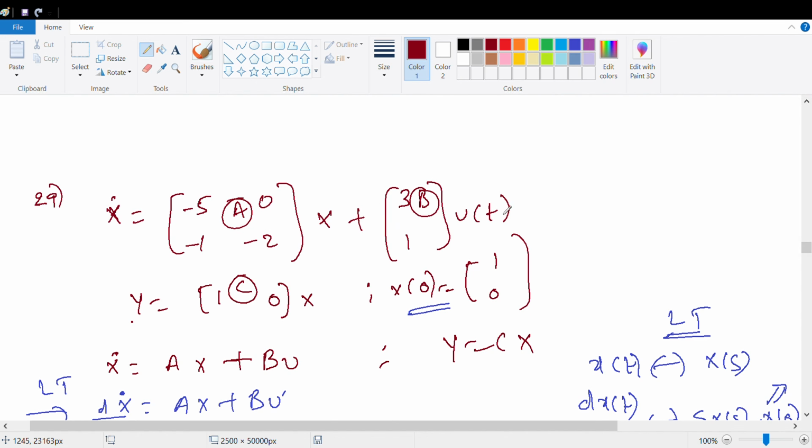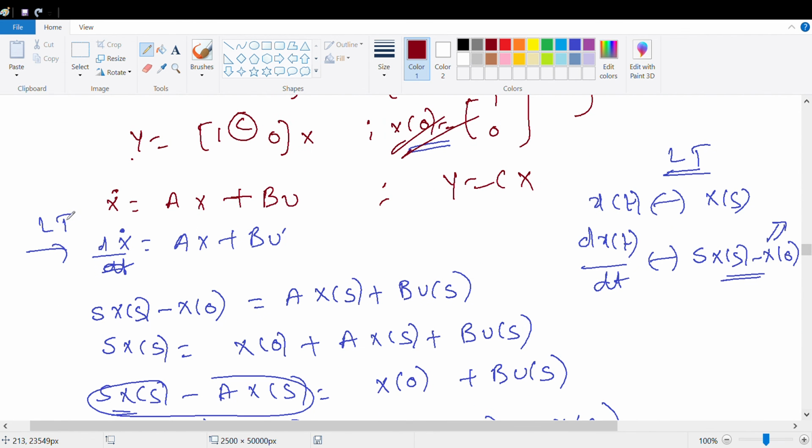They have given a state space representation and want the response y of t using the Laplace transform. It is in the form x dash equals A x plus B u, and they have given the initial condition as well. Now apply the Laplace transform. x dash means dx by dt.